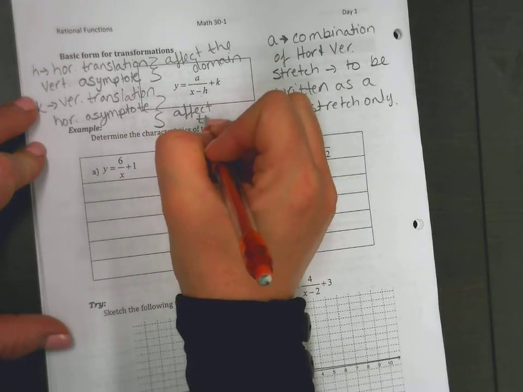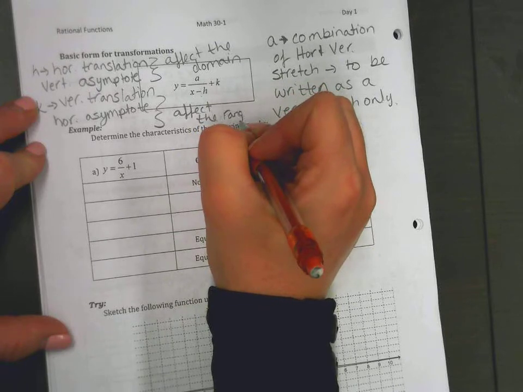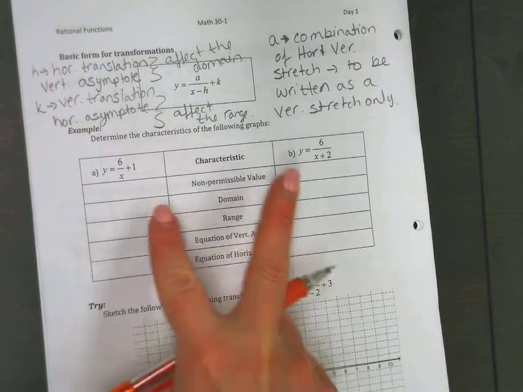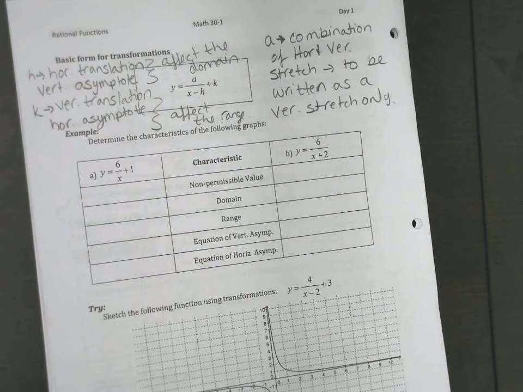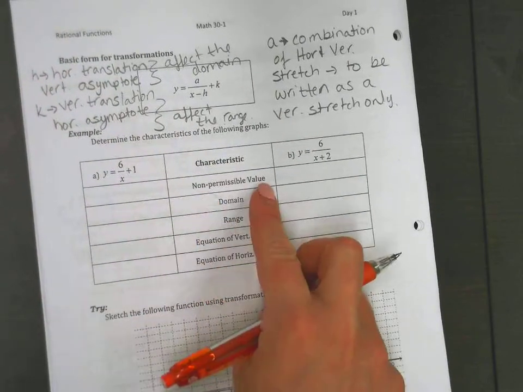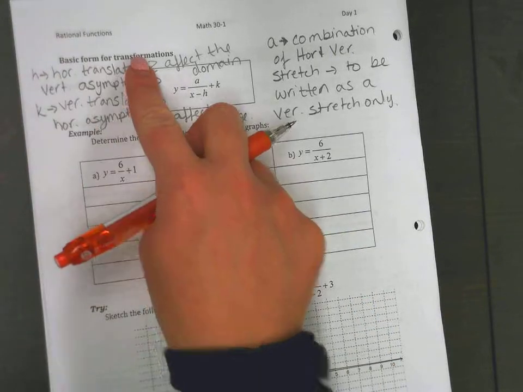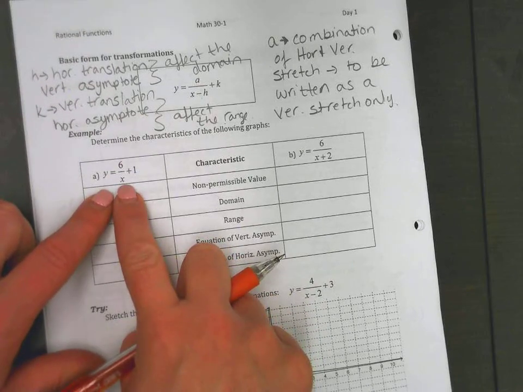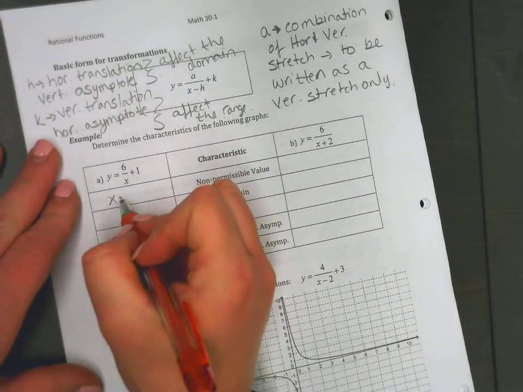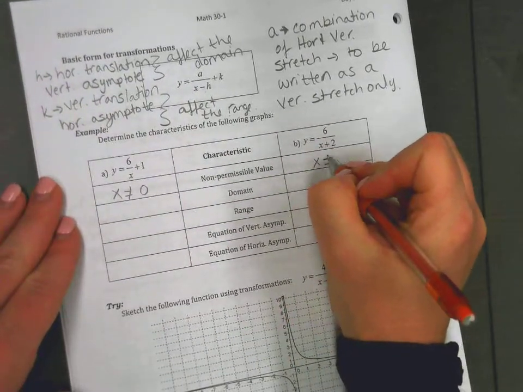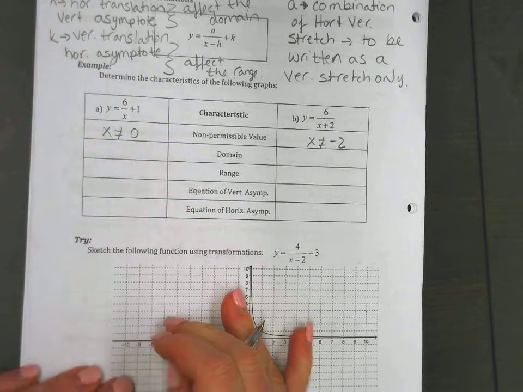Okay, so if we were to compare two different rational functions here, if we were to talk about the non-permissible values, the non-permissible values relate to our horizontal translations. So in this case, my non-permissible value would be x cannot equal 0. Here, my non-permissible value would be x cannot equal negative 2. The domain of this function is affected by the h value, so the denominator of my fraction, in this case, would just be 0. So your domain is directly related to your non-permissible value.